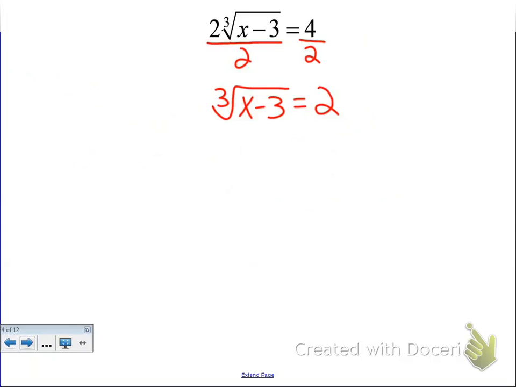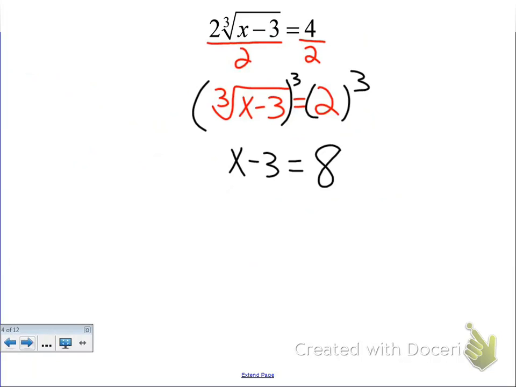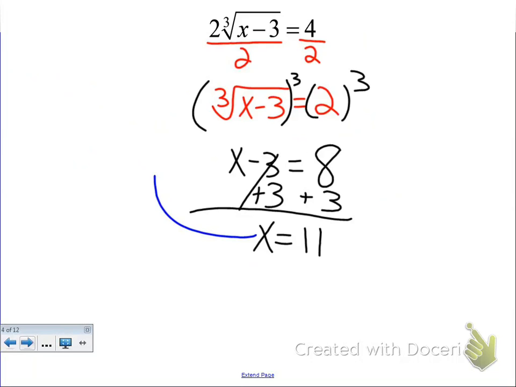Now, how do we undo a cube root? You do the inverse operation. You cube both sides. You cube a cube root, it goes away. You're left with x minus 3. On the right-hand side, you do 2 cubed. 2 cubed is 8. We're going to add 3 to both sides. x equals 11. Are we done? Are we done? Are we done? No, we are not done. We need to go back and check ourselves. So you go back to the original equation and check your work.